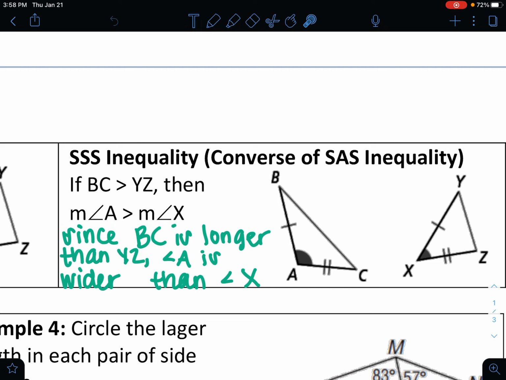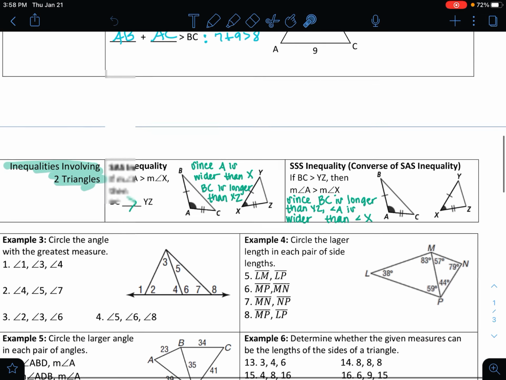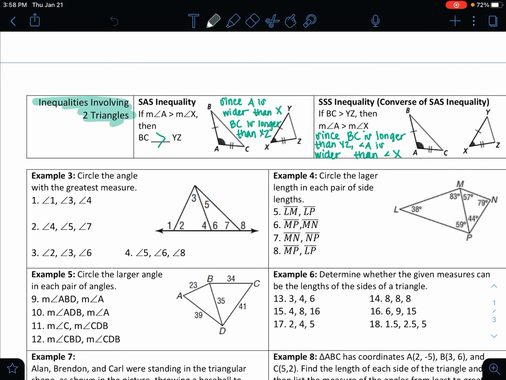So if BC is greater than YZ, then we can go backwards and assume that the angles across from them are also going to be the same. So A is going to be bigger than X. All right, now we got some examples.